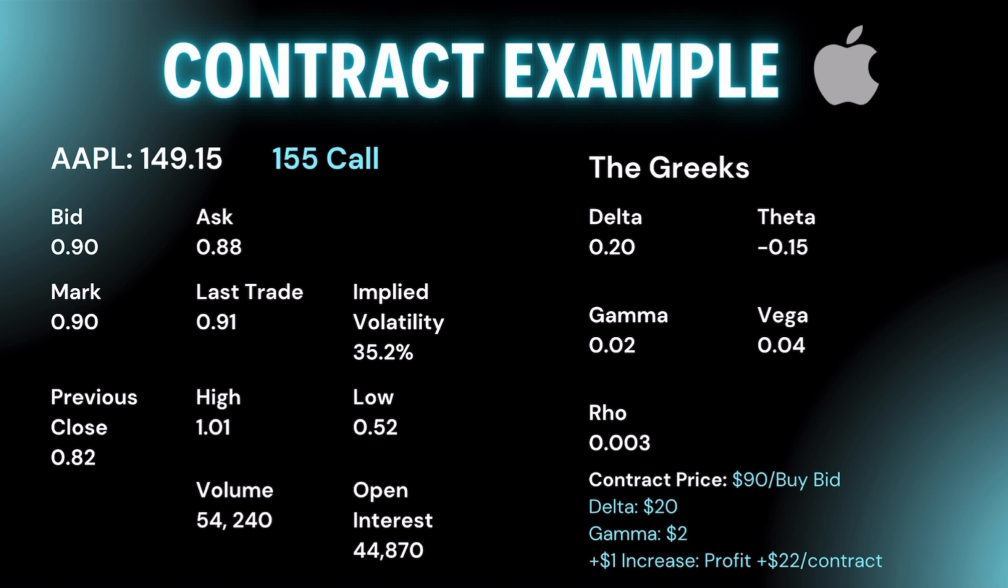So at the bottom right, you would spend $90 to buy the bid, so $90 for the contract. And then you would stand to gain $20 if the stock were to move up $1 incrementally, and then of course adding the gamma in as well to include that. So you would have a $22 profit per contract if you were to hop into this play.